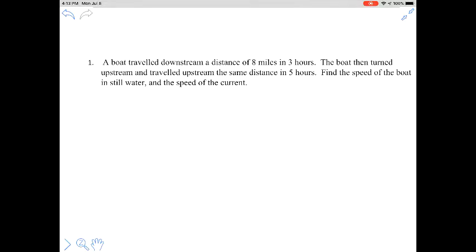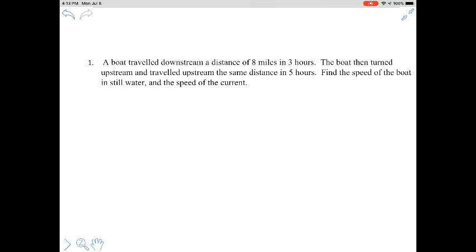So the boat is traveling in a river, and when it's going downstream, it's not just moving because of the motor, it's also moving because of the current, right? So whatever speed the boat is going, it's being assisted by the current, so it's actually traveling faster than the speed of the boat alone. Does that make sense? When it turns and goes upstream, it slows down because it's got the speed of the boat, but then the speed of the current is working against it. So that's why the upstream trip took longer, 5 hours instead of 3.